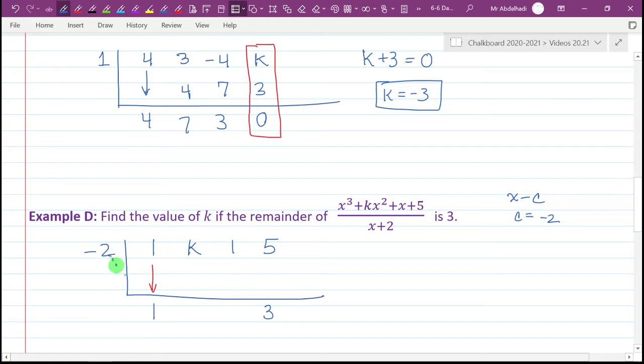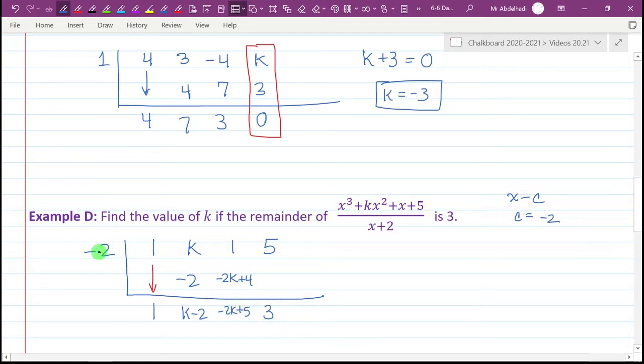Bring down the 1. That's a -2. Now, what's k plus -2? Well, it's just k minus 2, right? You don't know what k is, so you can't plug anything in for it. So k plus -2 is k minus 2. Then multiply this times this, you get -2k. -2 times -2 is +4. Now add 1 plus -2k plus 4. Well, that becomes -2k plus 5, right? Because 1 plus 4 is 5, and the -2k will stay there.